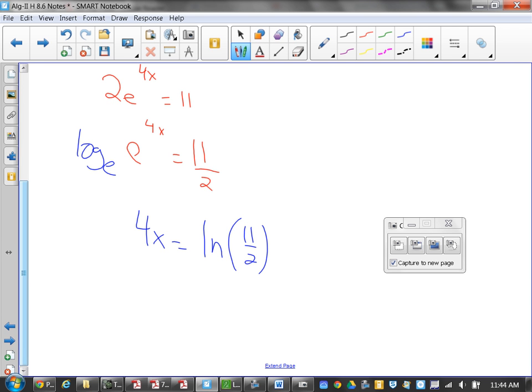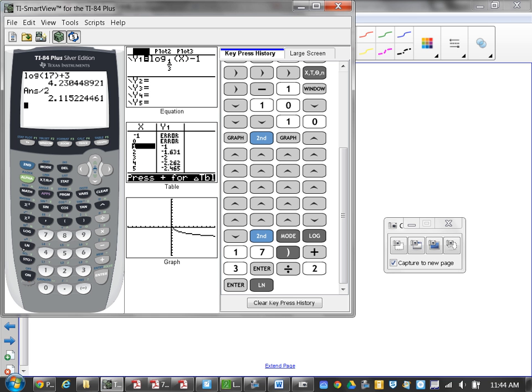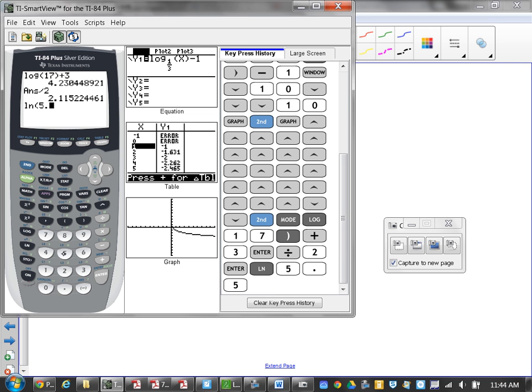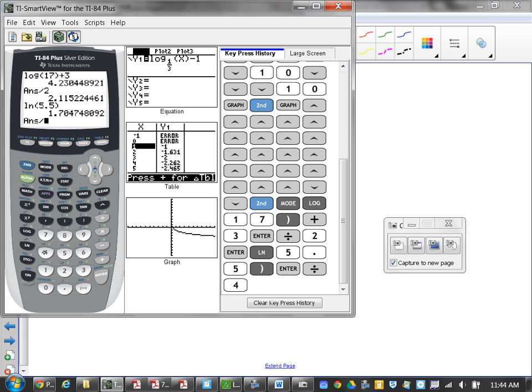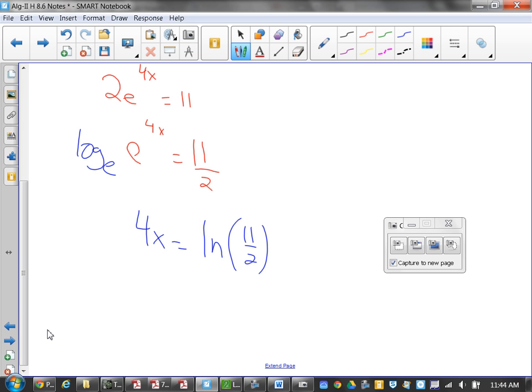How do you solve natural log? Just like this, you have to use it. Then you divide that by 4. So you get 0.43. There's your answer. 4x is going to equal the natural log of 11 halves. So x will wind up equaling 1/4 natural log of 11 over 2.